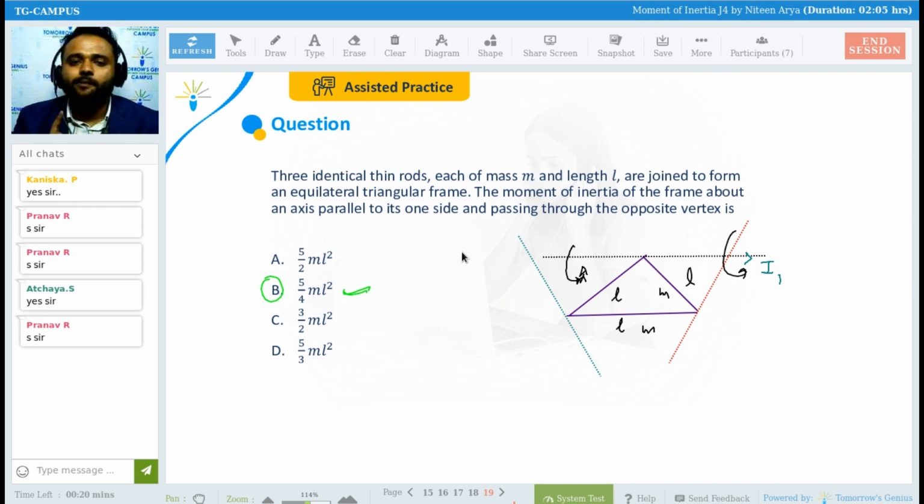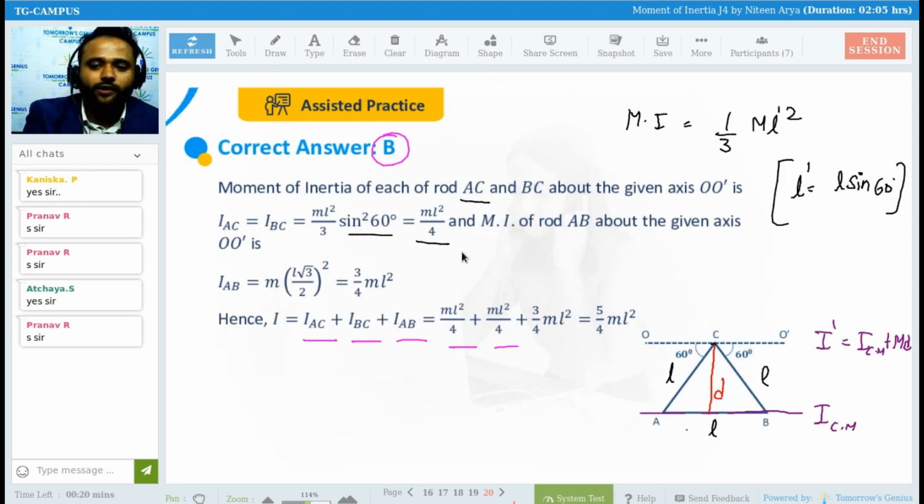We can pick any particular axis, but that axis is going to be parallel to any side. So I can choose this axis OO prime, and these are the points A, B, C. And that is the same thing we draw here. Clear? As we know, I is mr square.